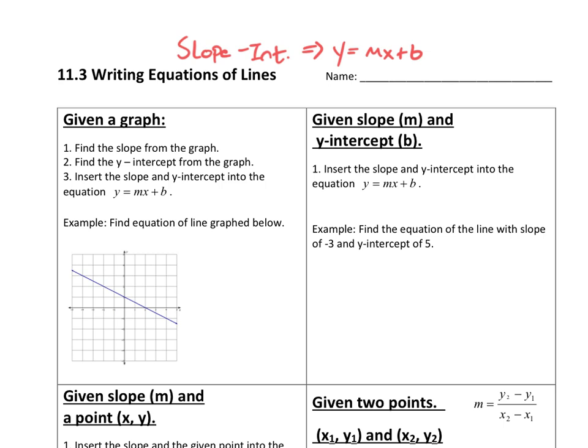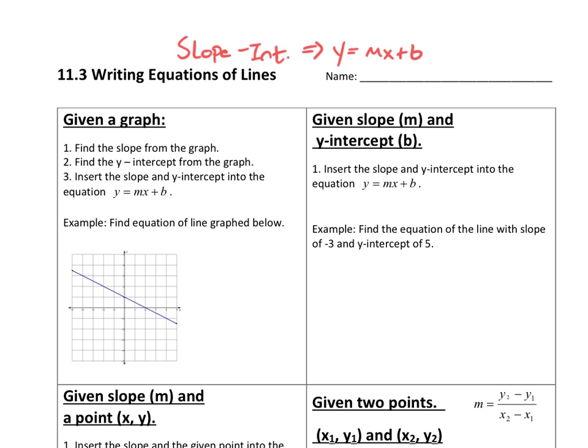The things that happen are you are given different scenarios each time that you have to write them. So you might be given a graph. You might be given the slope and a point. You might be given the slope and the y-intercept. You might be given 2 points. All of these are different scenarios of what you're going to be given, and you've got to figure out what you need and what you've got to do.